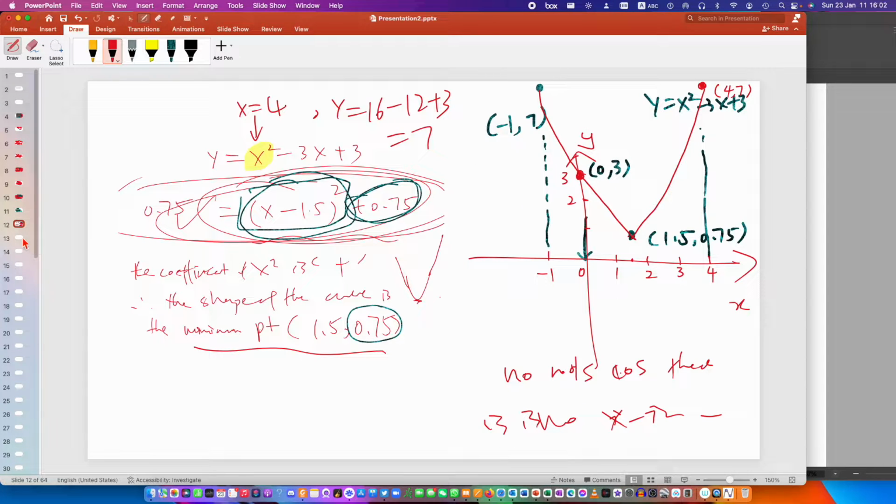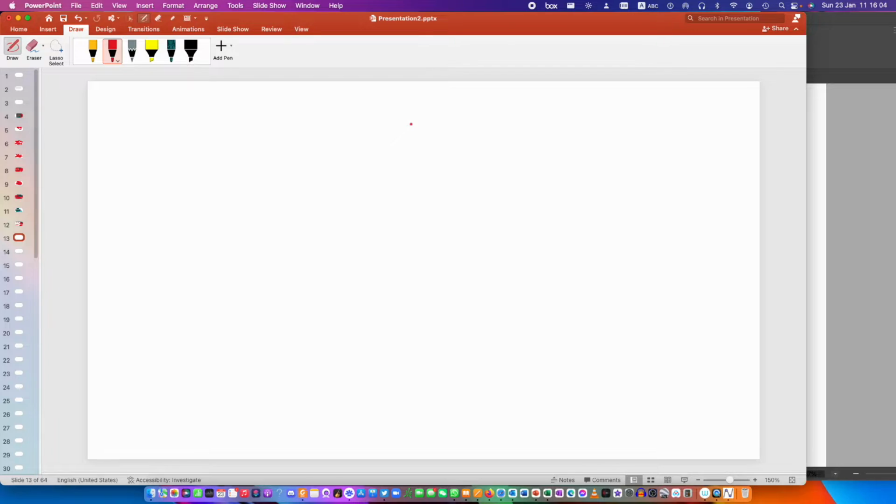Why? You don't understand? It's okay if you don't understand. They say x plus 1 is a factor. What's the meaning of a factor? That means if you multiply something with a factor, then you can get y, or you can divide y by x plus 1.